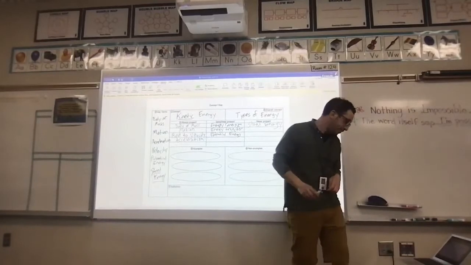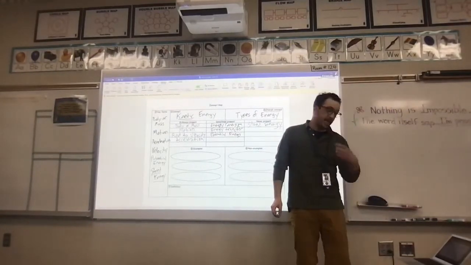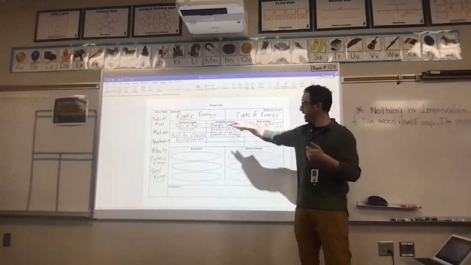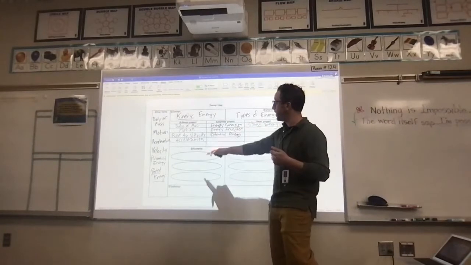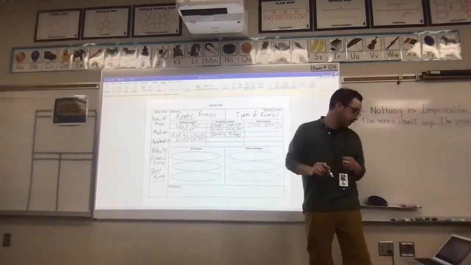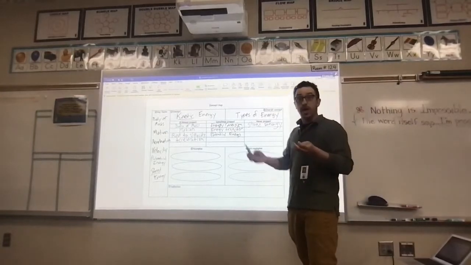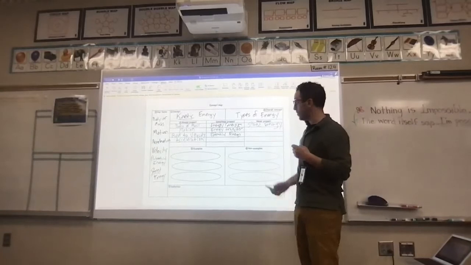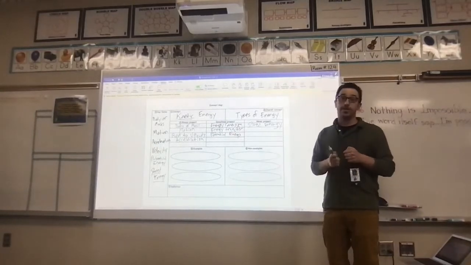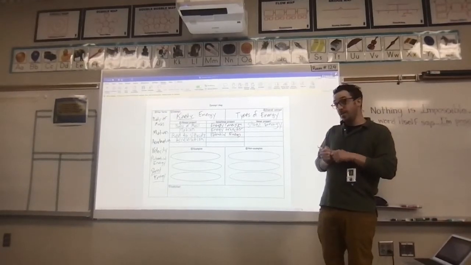So examples, I'm going to give a couple examples and I want you to take an educated guess and tell me if you think it's an example of kinetic energy or a non-example. So let's start with a bicycle on top of a hill going down. Do you think that would be kinetic energy or not? Yes. See, this one's kind of a tricky one.